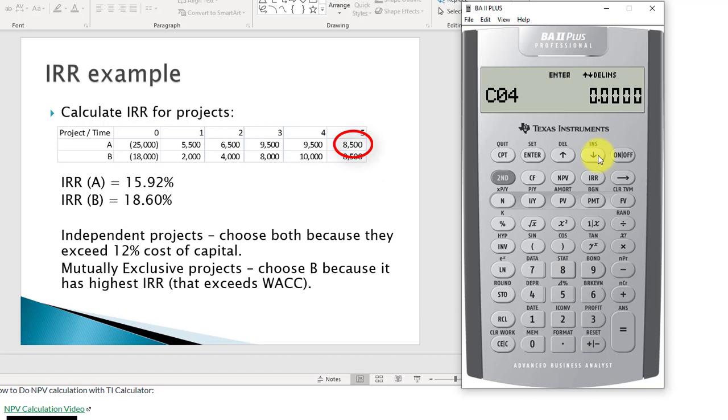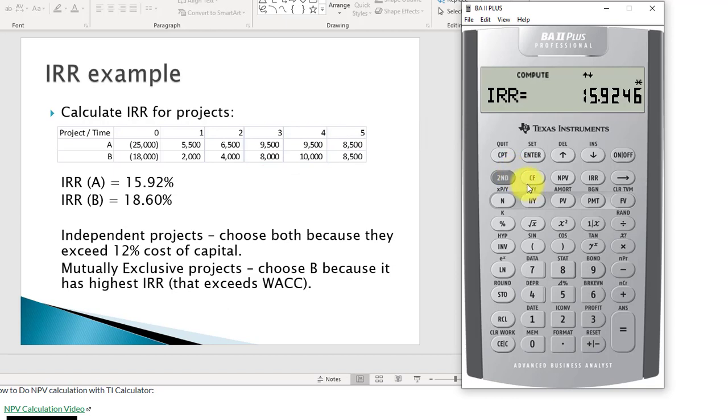In this case, it's the cash flow for time period 5, and the calculator is keeping all this straight. So we can just stick this in as the fourth unique cash flow. Hit enter. The frequency is 1, and so I'm ready to do my calculation. I hit the IRR button and then the compute button, and I will have the 15.92%. So that is project A.